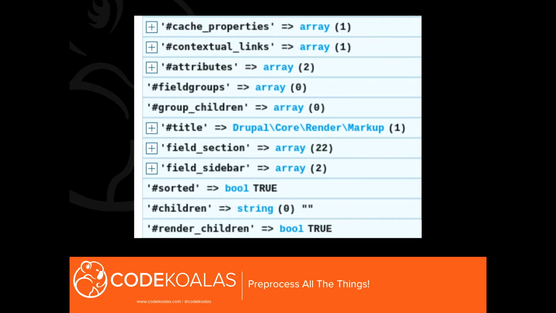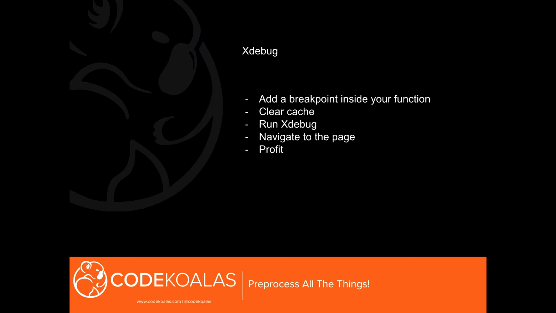So xDebug, which I talked about a little bit, what you would do, you would go inside your .theme file, inside your preprocess function, and you would find a variable or something you do want to stop your code on, and you would add a breakpoint, which is just a little button on the side, and then you start xDebug. Again, if you've never used xDebug, I would highly recommend it. There are articles on how to use it and get really familiar with what it does exactly.